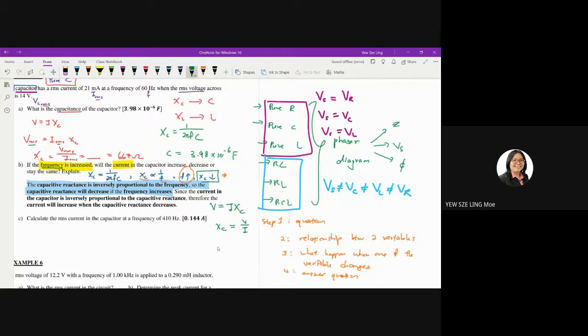So if V is constant, now XC is inversely proportional to I. According to the previous relationship, now XC drops. If XC drops, what happens? I will increase. So that is how you answer the question.